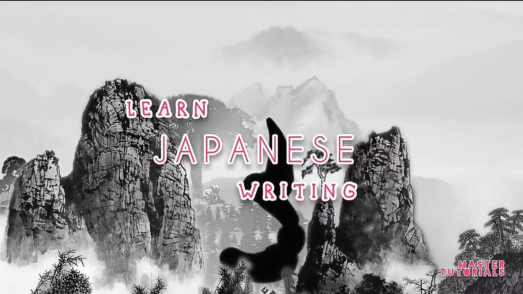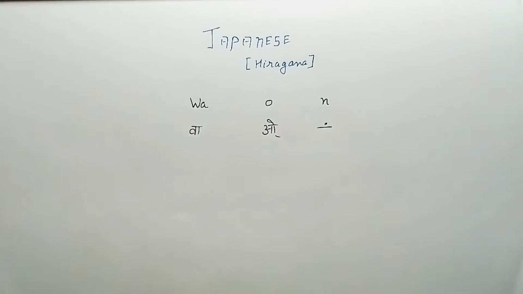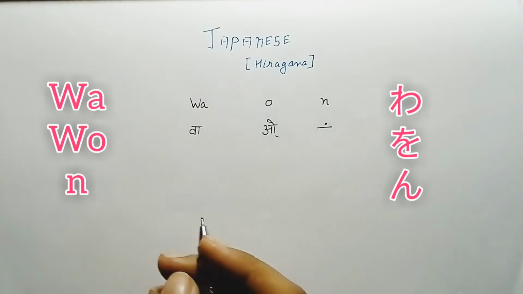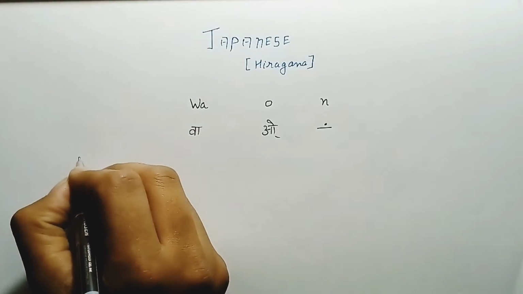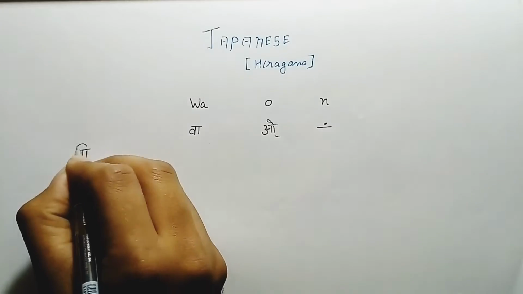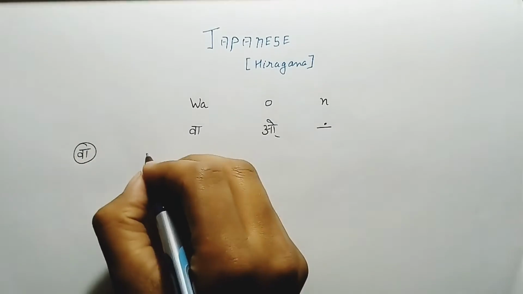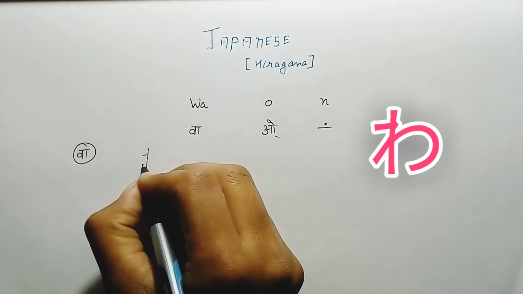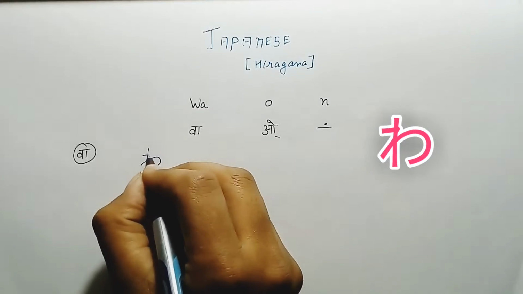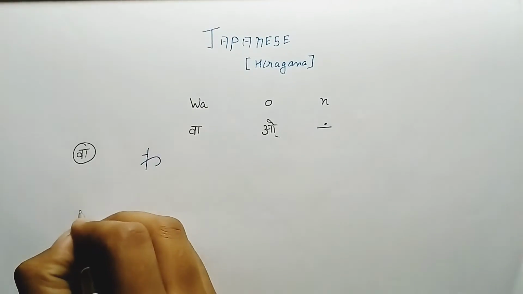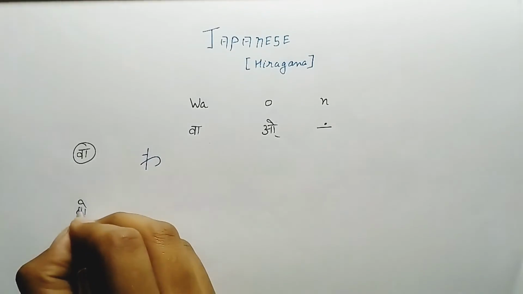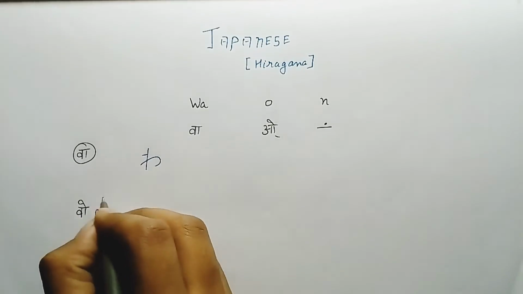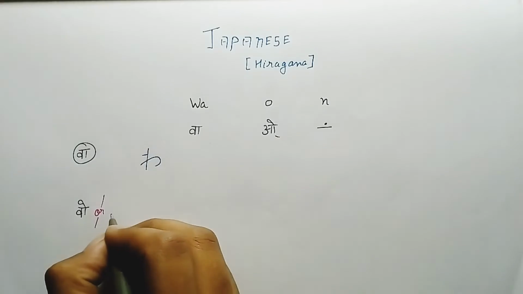Hello everyone, konnichiwa again. In this video we will learn wa, o, na. So our first alphabet is wa. 1, 2 and 3. Our next alphabet is wo, or o.